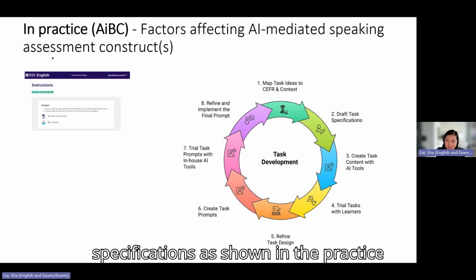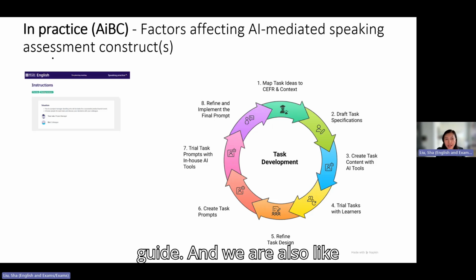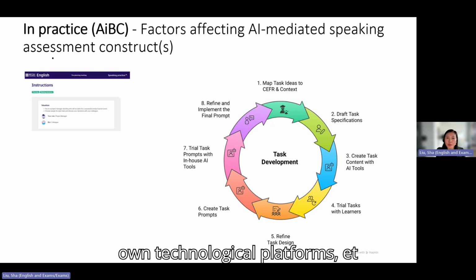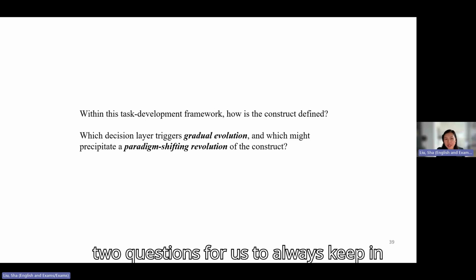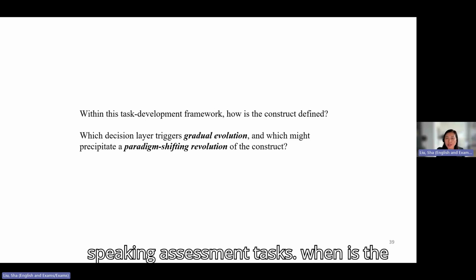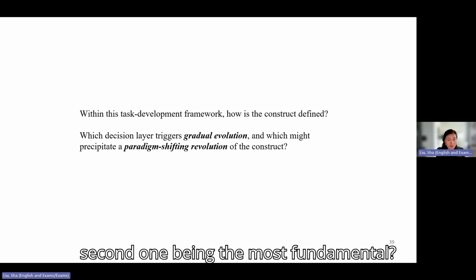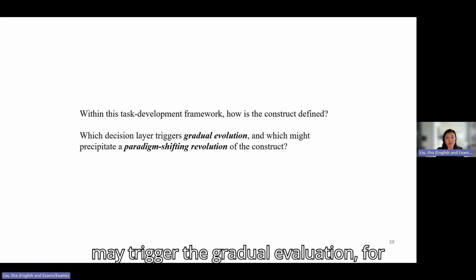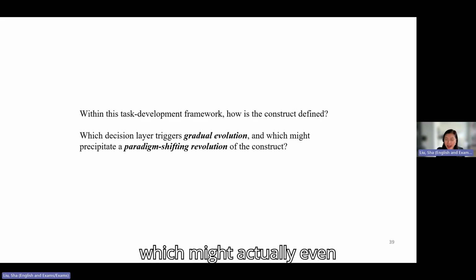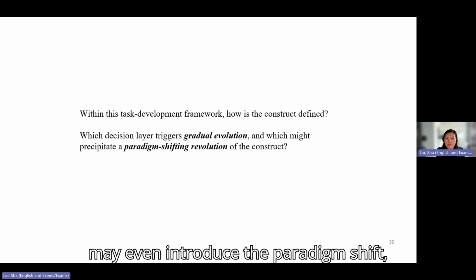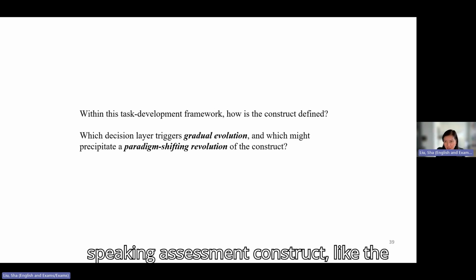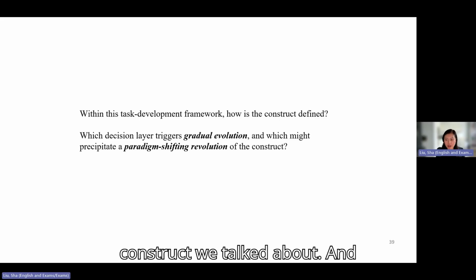For example, task specifications, as shown in the practice guide. And we are also looking at how to implement them into our own technological platforms, etc. And these are the 2 questions for us to always keep in mind when designing such speaking assessment tasks, with the second one being the most fundamental. That is, which decision layer may trigger the gradual evolution of, for example, interactive competence, and which may even introduce a paradigm-shifting, brand new speaking assessment construct, like the multimodal digital oral communication construct we talked about.